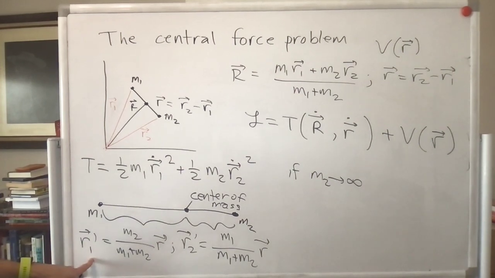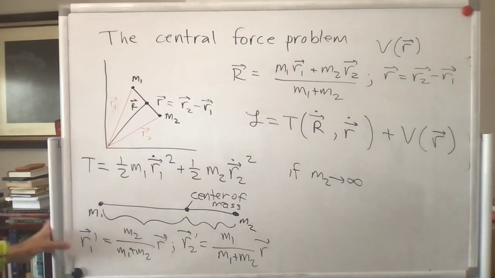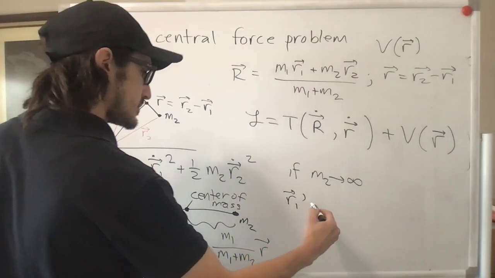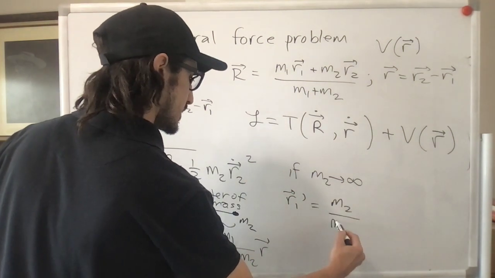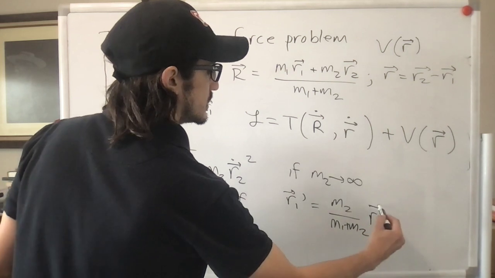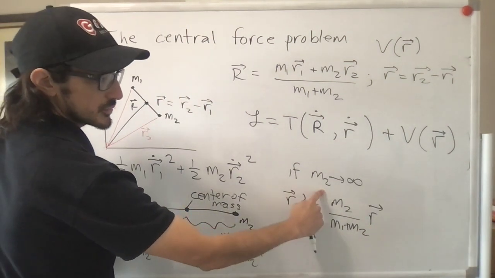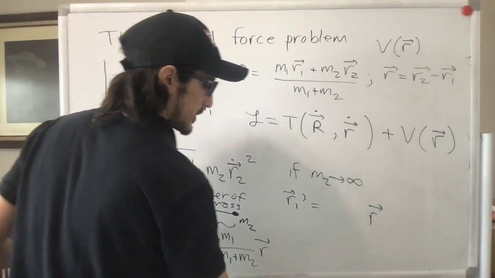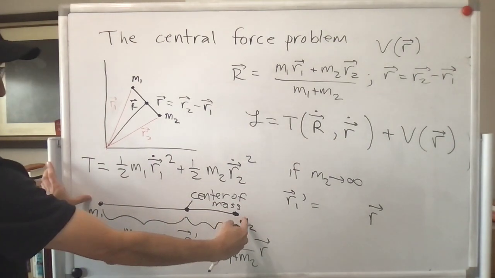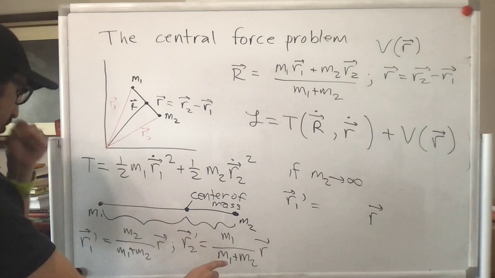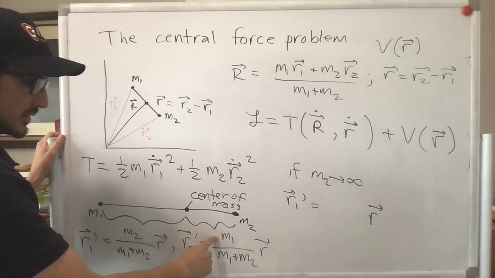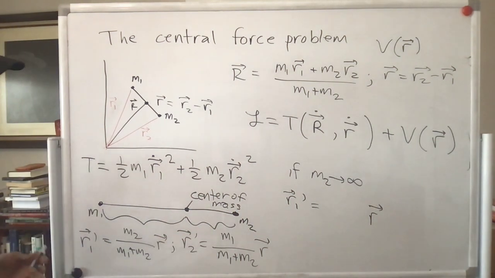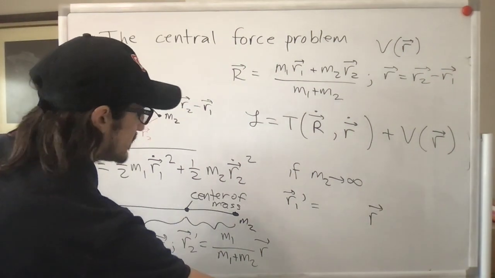That means that r1 prime is going to be m2 divided by m1 plus m2. m1 is negligible, m2 divided by m2 is 1, and so you have, as expected, that r1 prime is the whole thing. And in the other case, m1 is negligible, so this is going to be 0, and so r2 prime is 0 because it is, you know, on the center of mass. So it has the behavior that we want.